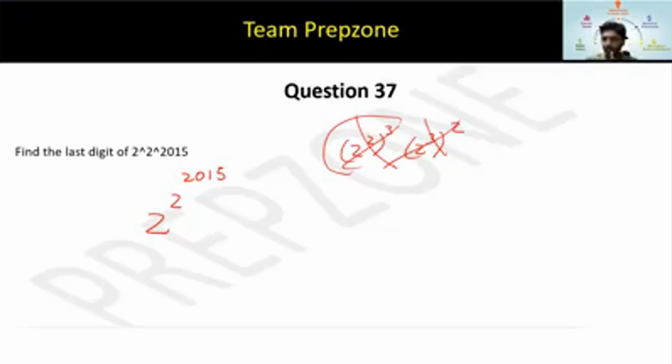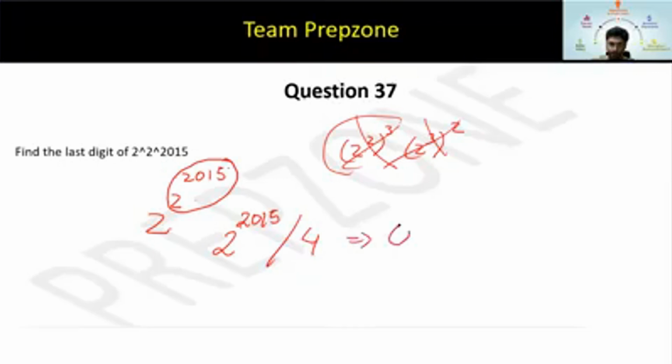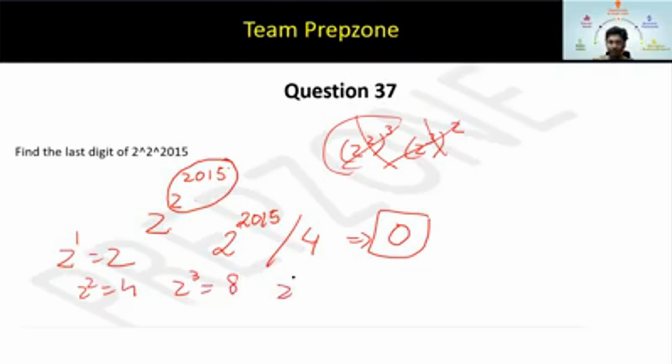What is the concept? What have I told you right now? The power of 2 is what? 2 to the power 15. The cyclicity of 2 is what? 4. So divide 2 to the power 2015 by 4. I have to divide this by 4. What is the remainder? 0. If the remainder would have been 1, the answer would have been 2. If the remainder would have been 2, the answer would have been 4. If the remainder is 3, the answer would have been 8. If the remainder is 4 or 0, the answer is 6.